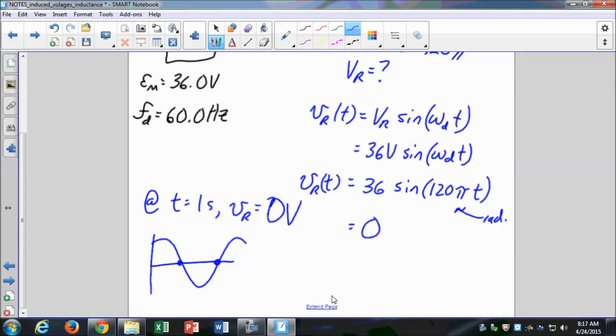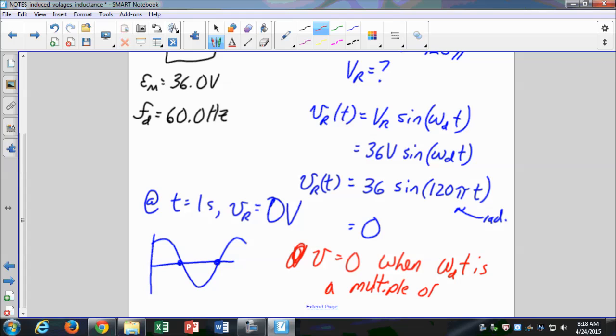Yeah, so let's make that point as well. V equals 0 when omega dt is a multiple of pi, some integer times pi: 1 pi, 2 pi, 3 pi, or 4 pi.